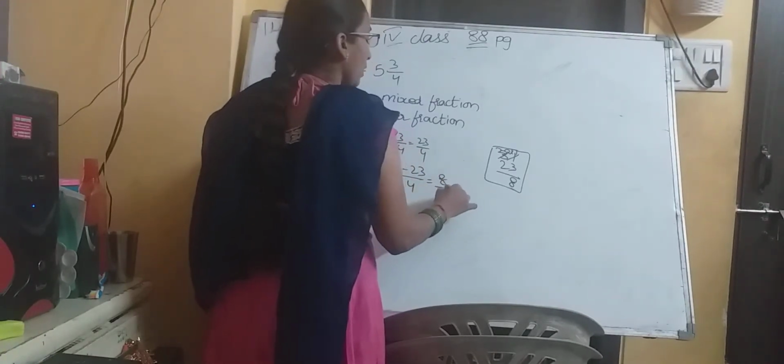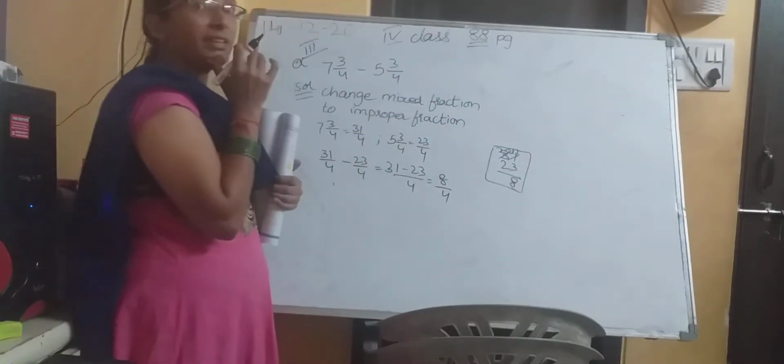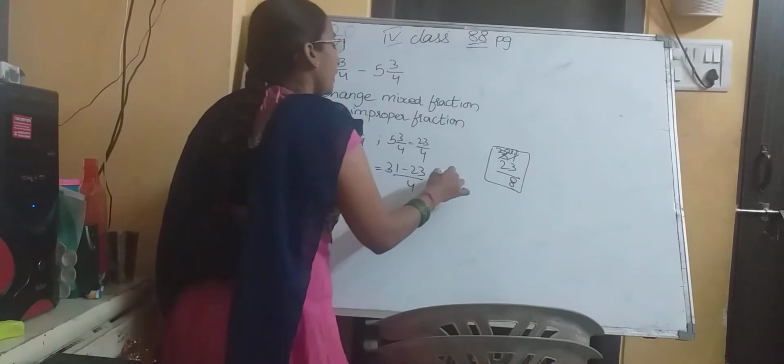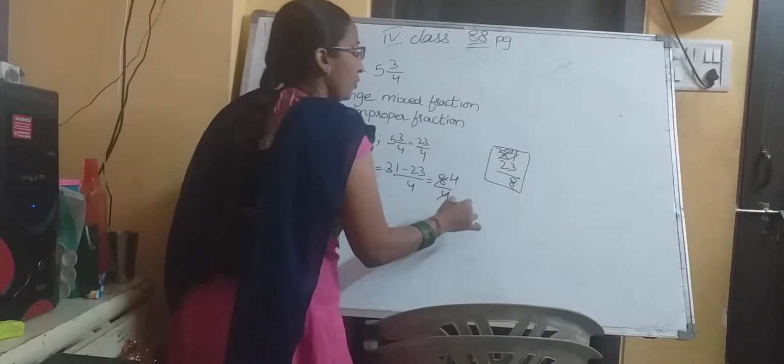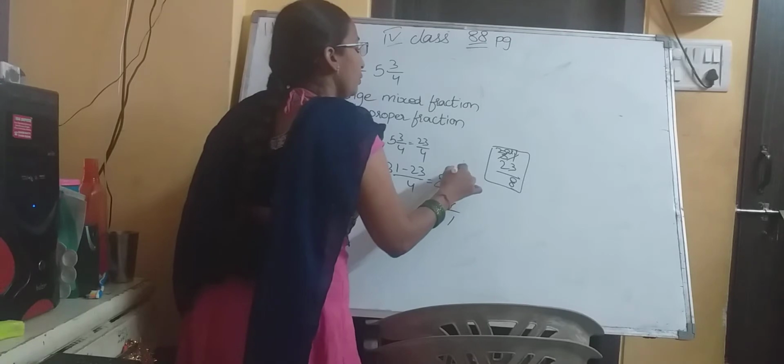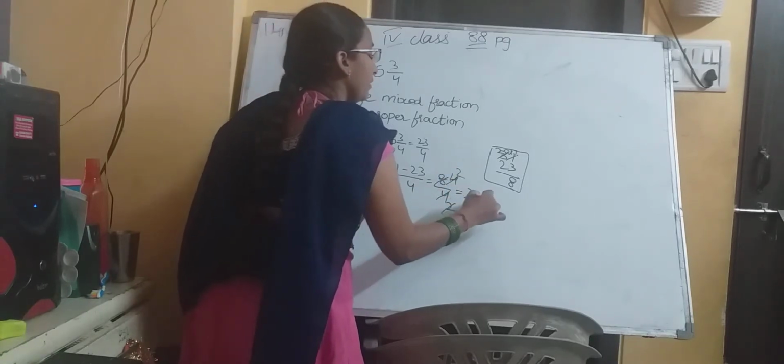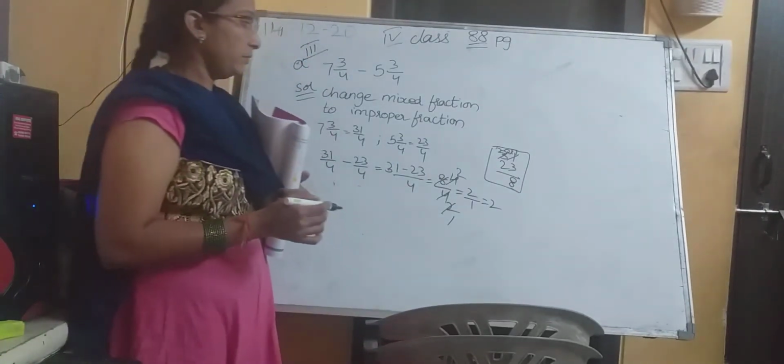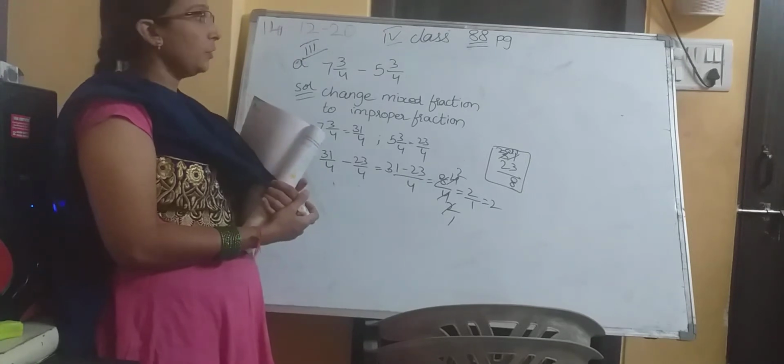8 by 4. Now, both will come in the same table. See, 2 4s are 8, 2 2s are 4, 2 1s are 2. That is 2 by 1, that is nothing but 2. Copy this, children.